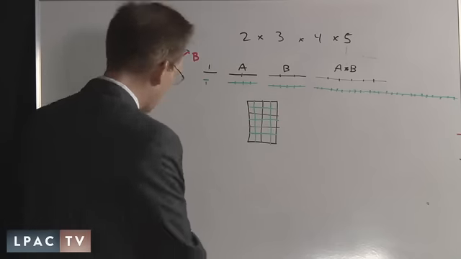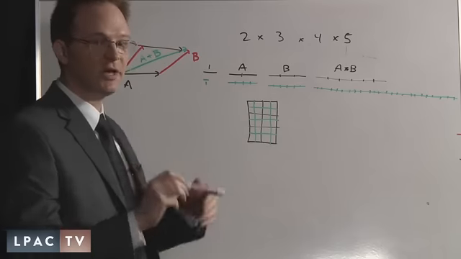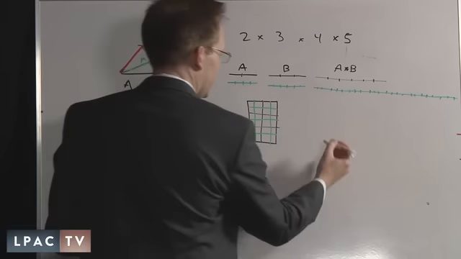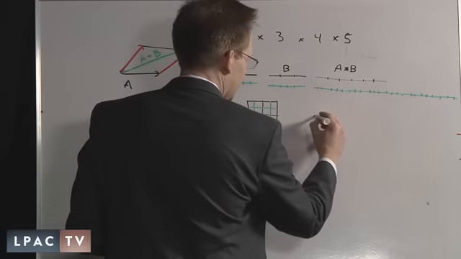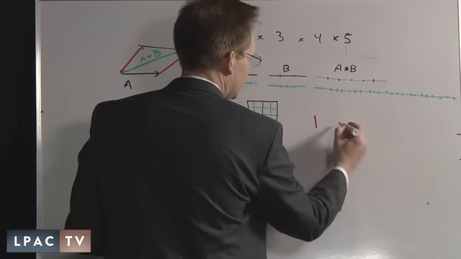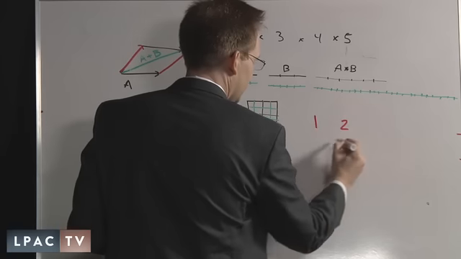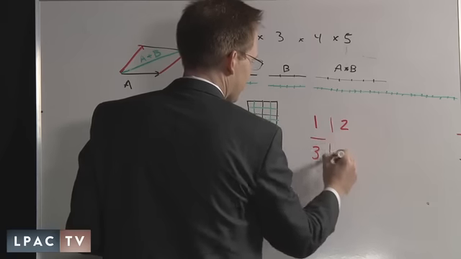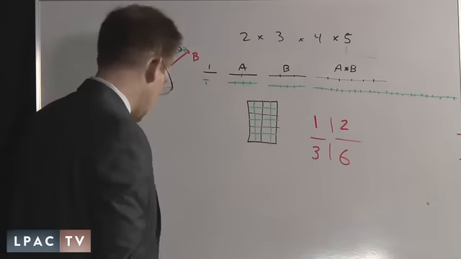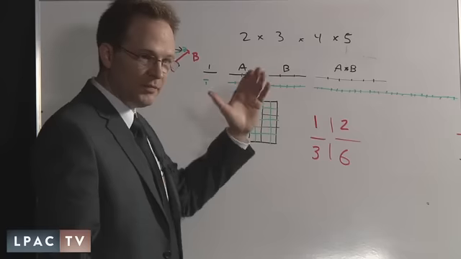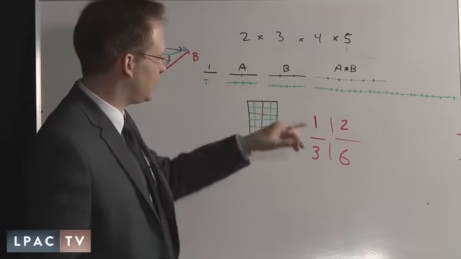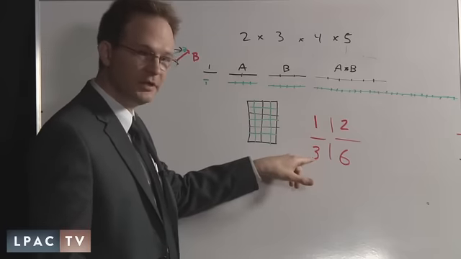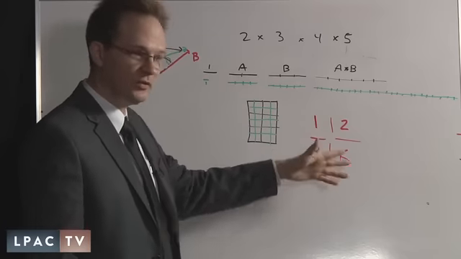Another way of looking at that, and then we're going to look at it with the directional numbers. Let's take a look at a few numbers here. We can use 1, 2, 3, and 6. Now, again, the order of multiplying shouldn't matter, right? 2 times 3 is 6. 3 times 2 is 6.